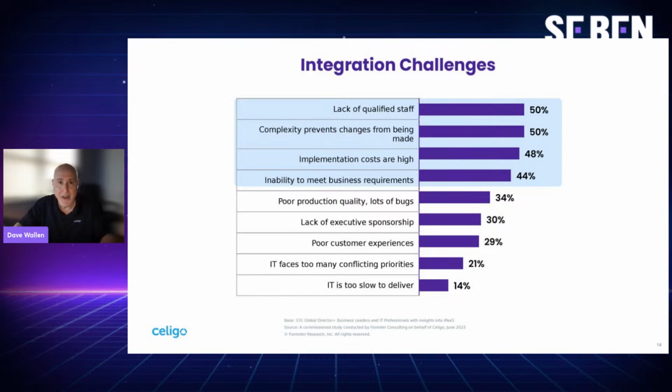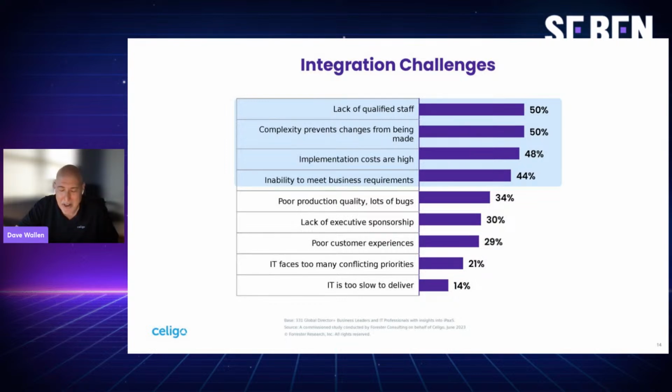And here we looked at integration challenges. This is from that same survey that we did. The top issues demonstrate why advanced iPaaS is catching on. We'll talk about what advanced iPaaS is and how that's different from traditional iPaaS. But the challenges we talked about, even with a traditional iPaaS, were: lack of qualified staff was number one, and complexity prevents changes from being made.